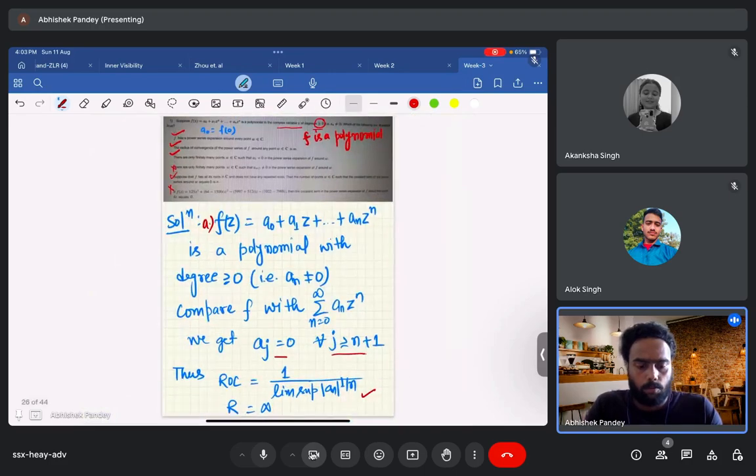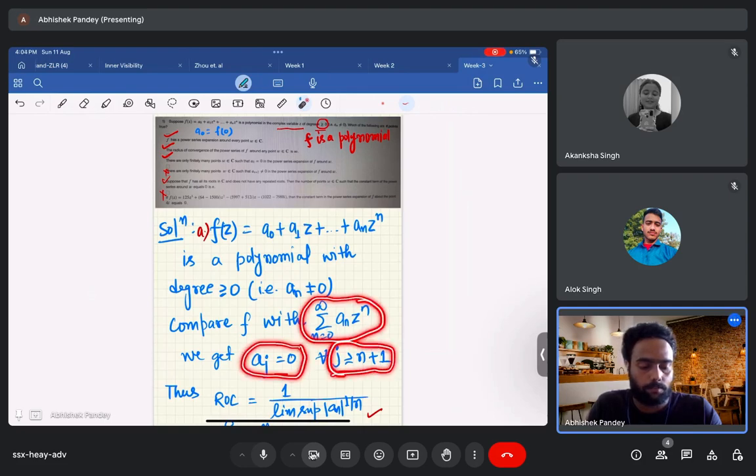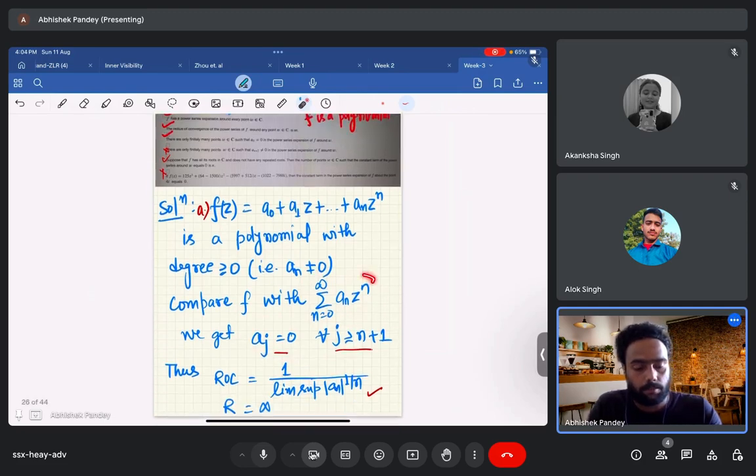So you have a polynomial, f(z) is equal to a0 plus a1 z plus and so on, a_n z to the power n. Compare f with the following summation: summation a_n z to the power n, where a_j is equal to 0 for every j greater than or equal to n plus 1. What would be the radius of convergence of this series? Let me write it down.